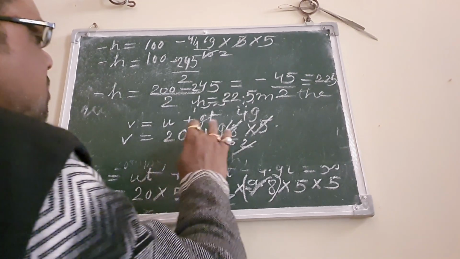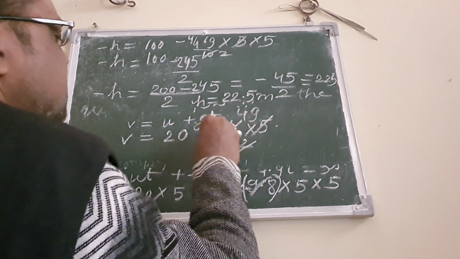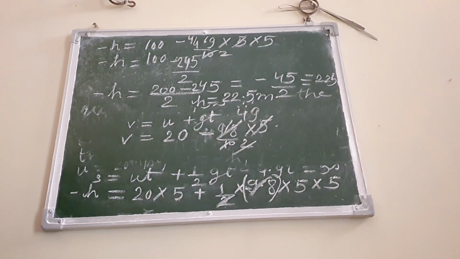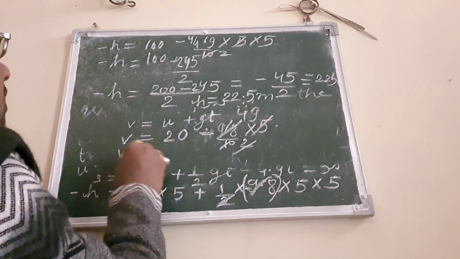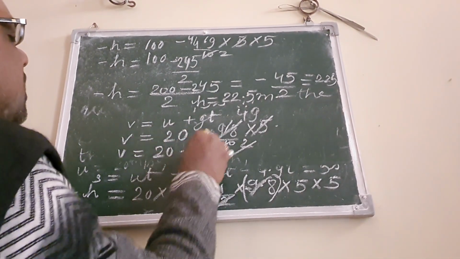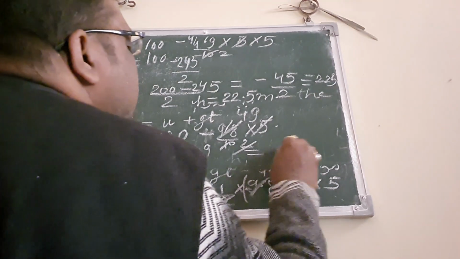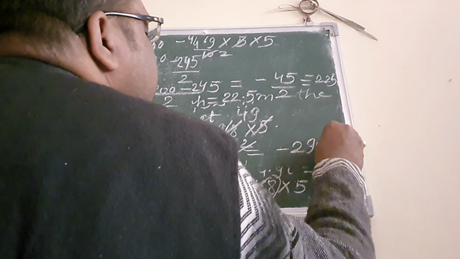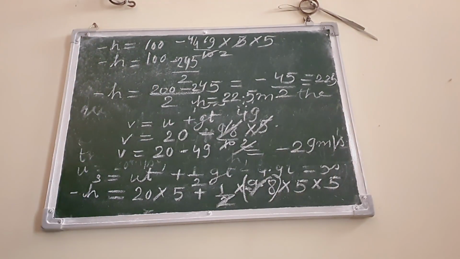And this will be minus 9.8 since it is moving in the upward direction. So it becomes 20 minus 49, so it becomes minus 29 meter per second. Since the initial velocity is in the upward direction, the negative sign shows that the ball is now moving in the opposite direction. So this is our answer.